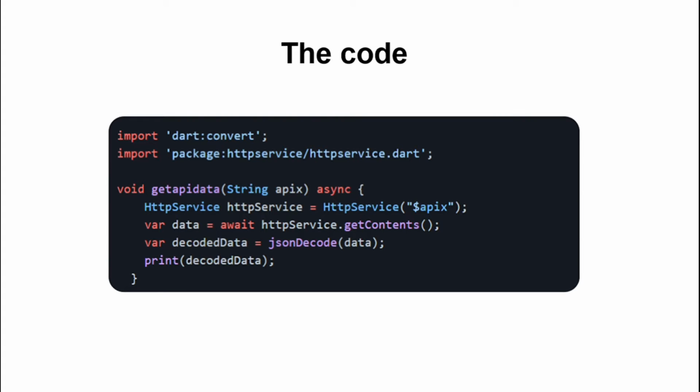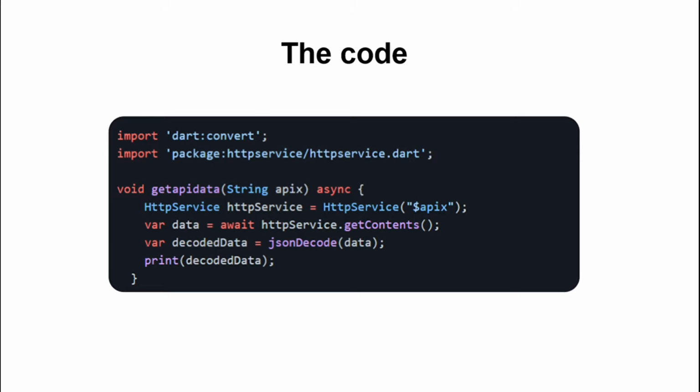So the code that we'll be using to easily fetch the data is: we are going to import dart:convert, which is going to help us decode JSON data, and we are going to import the HTTP service package. I'm going to create an asynchronous function called getAPIData, and it is going to take in a string called APIX. Here you are going to pass in the URL of the API. We are going to initialize the HTTP service class as HTTP service and pass in the URL.